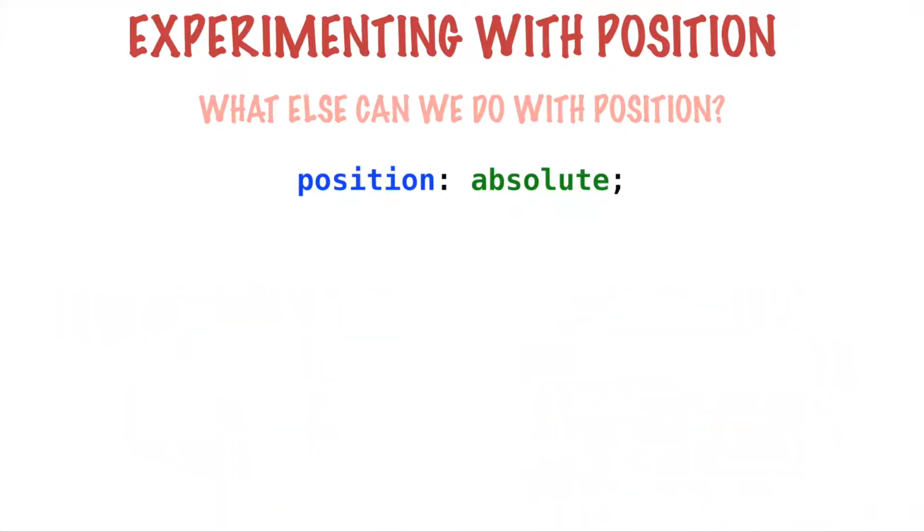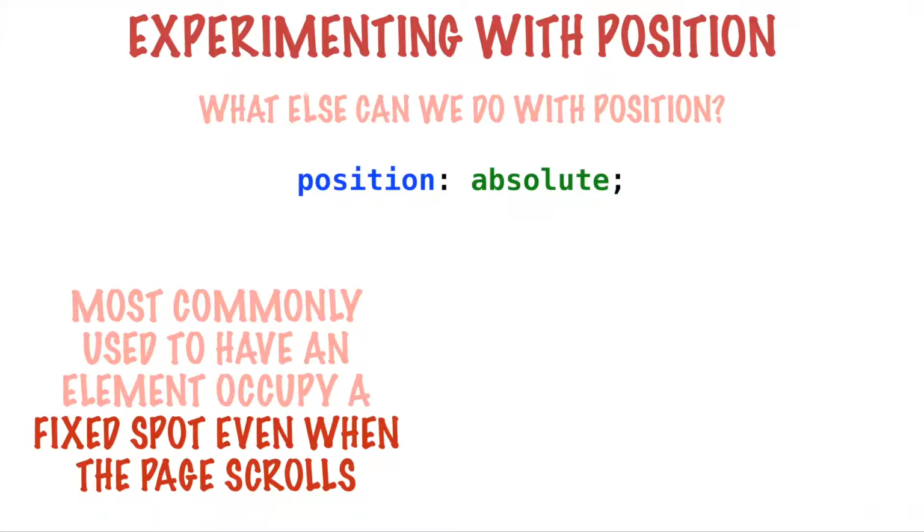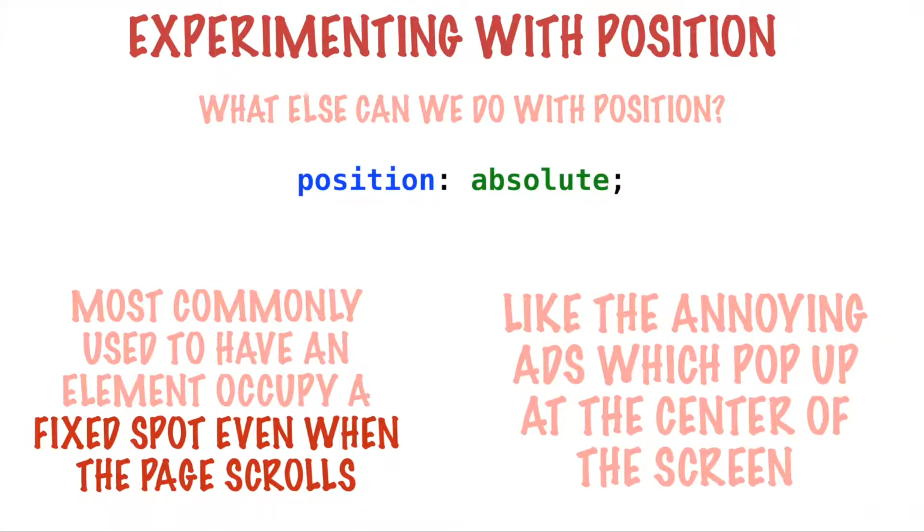You may not realize it, but position absolute elements are very common indeed. And these are used when you want the element to have a fixed spot on the screen even when the page scrolls. So you want the element to be, say, at the center of your screen, and even after scrolling, it will continue to remain at the center. It's like those annoying ads which pop up at the center of your screen and you just can't seem to make them go away. Those are positioned absolute. This is different from positioning within the viewport, at this position in the viewport. This is at the center of your screen.